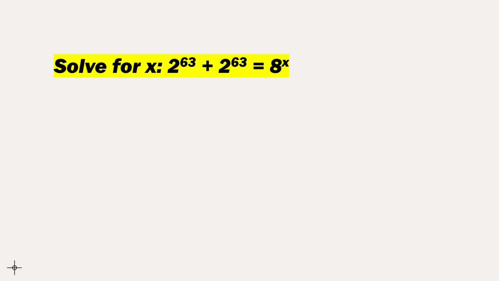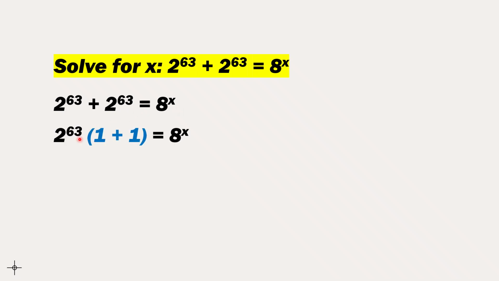Here is our problem. Solve for x. The equation is 2 to the 63rd plus 2 to the 63rd is equal to 8 to the x. Now, copying the equation, we have 2 to the 63rd plus 2 to the 63rd is equal to 8 to the x.